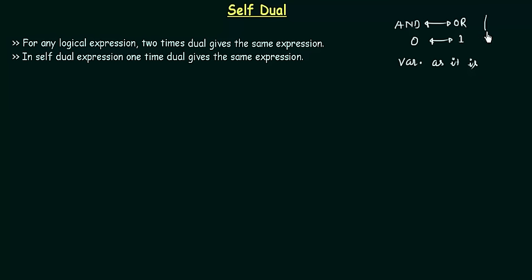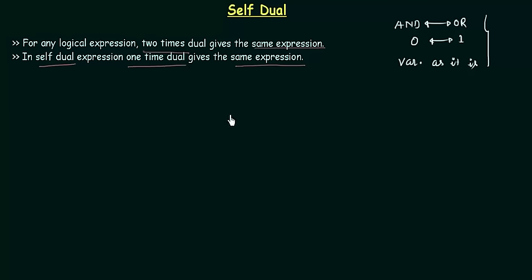So these are the 3 points that you should know in order to find out the dual of the given expression. For any logical expression, 2 times dual gives the same expression. This is a very important point that you should keep in your mind. If you take the dual of the given logical expression 2 times, you are going to get the same expression. But in case of self-dual, you will get the same expression by 1 time dual.